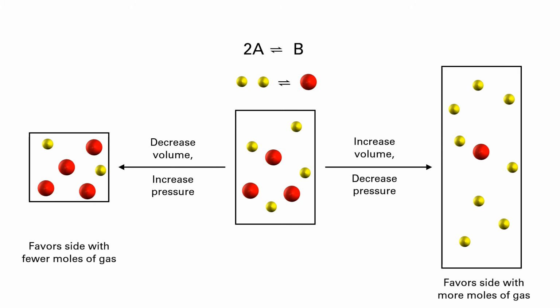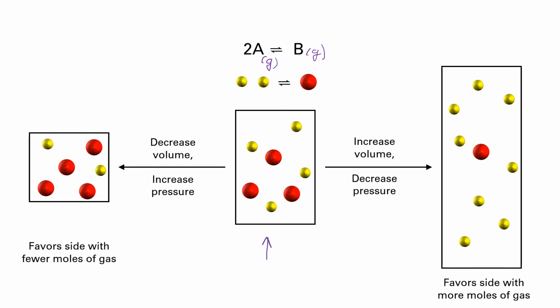This diagram is trying to illustrate what happens with the reaction 2A in equilibrium with B, and both A and B are in the gas phase. A is symbolized by the smaller yellow spheres, and B is symbolized by the larger red sphere. And our starting position is this diagram that's here in the middle.